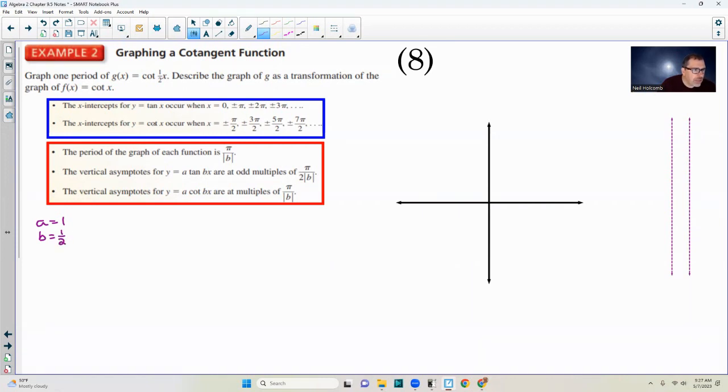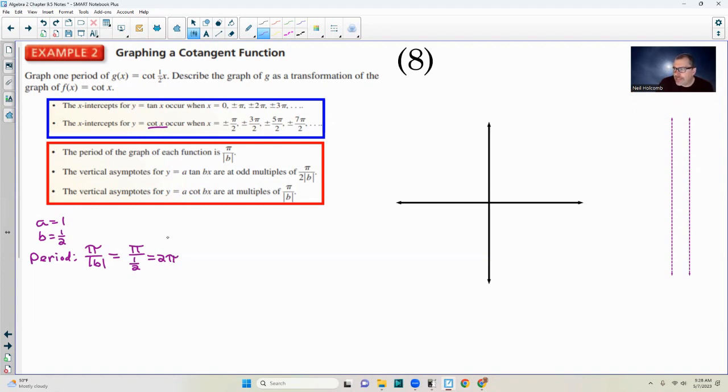So I want to know where the x-intercepts are. We're doing cotangent, so it's multiples of odd pi's over 2. In this case, the period is, let's write period. Period is pi over absolute value of b. The period of the graph of each function is that pi over absolute value of b. That would be pi over the absolute value of 1/2, which is 1/2. And pi divided by 1/2 is pi times 2, or 2 pi. So our period is 2 pi.